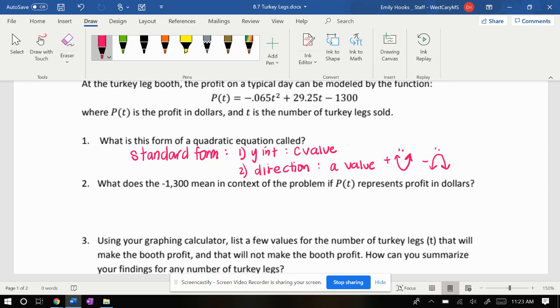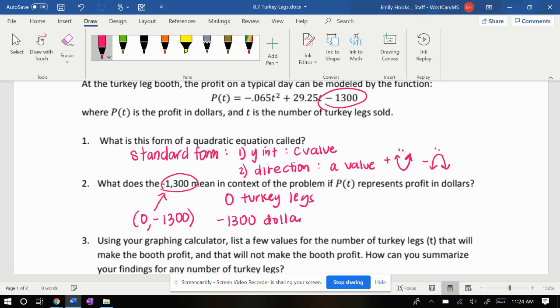So then number 2 says, what does the negative 1300 mean in context of this problem? Well, that is our y-intercept. So if we look back at our function, the negative 1300 is our y-intercept. So what that means is the 0 turkey legs sold. So if I sell no turkey legs, I'm going to be in debt $1,300. So it's a loss of profit.